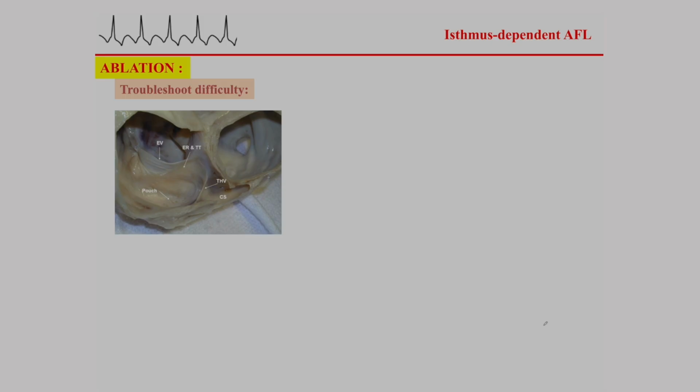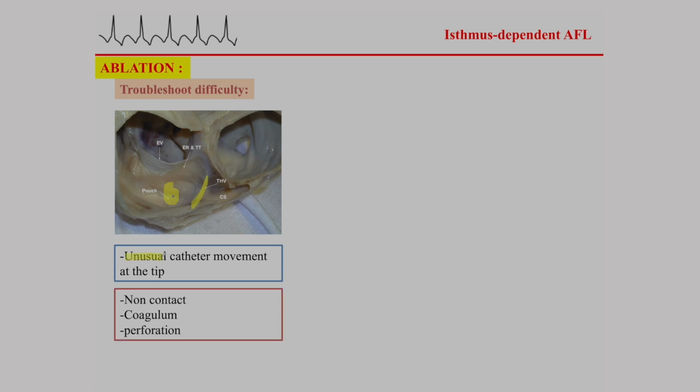The first one, as you see in this feature, is a pouch in the middle. It's very frequent, and it's correlated with the presence of the Thebesian valve also at the coronary sinus. So how can we recognize it? We can recognize it by unusual catheter movement at the tip. And the risk is we have difficult contact, risk of coagulum, and risk of perforation. How can we handle the problem? By irrigated catheter or sometimes more lateral ablation.